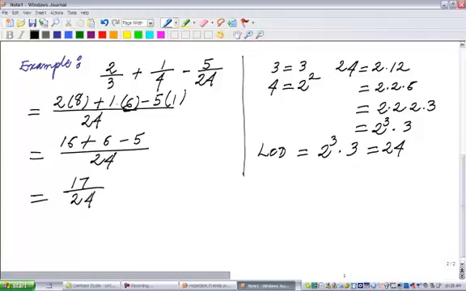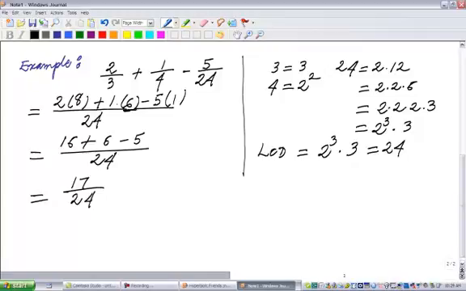What are the denominators here? The denominators here are 3, 4, and 24, right? I write them in this way. This is like writing them as prime powers. We are factorizing these numbers, 3, 4, and 24. So you understand that 3 is 3, 4 is 2 squared, and 24 is 2 cubed times 3.